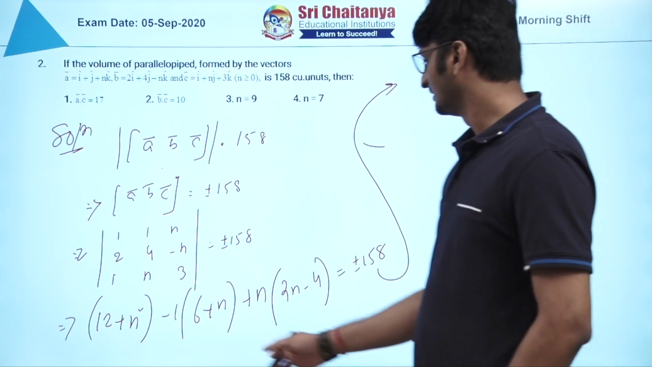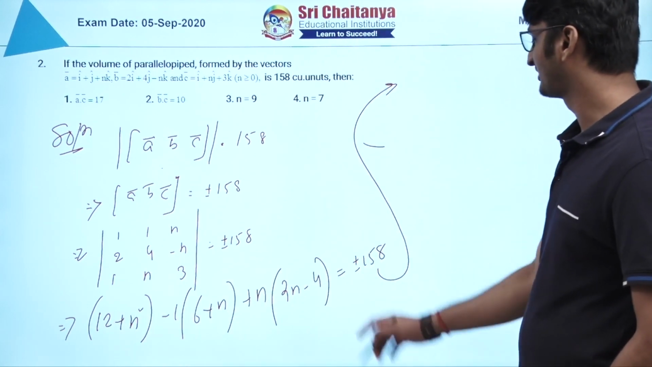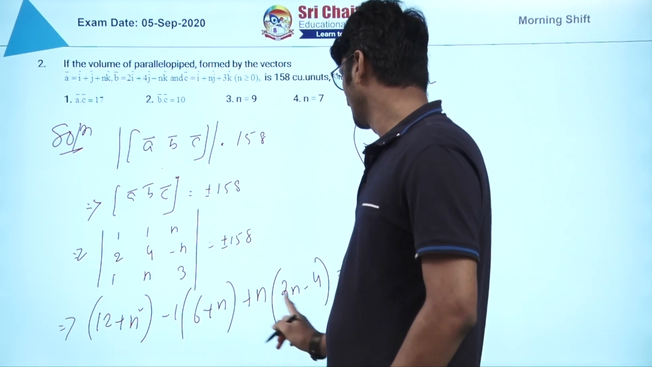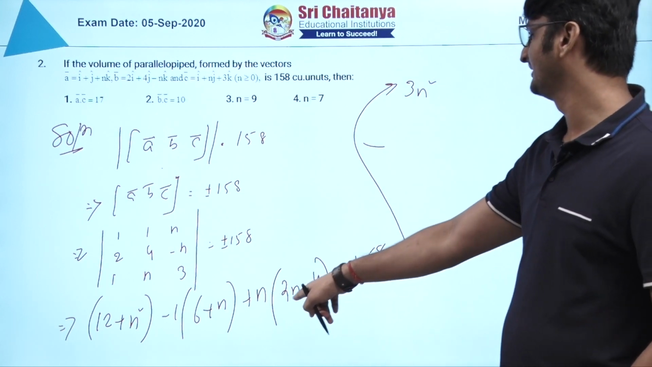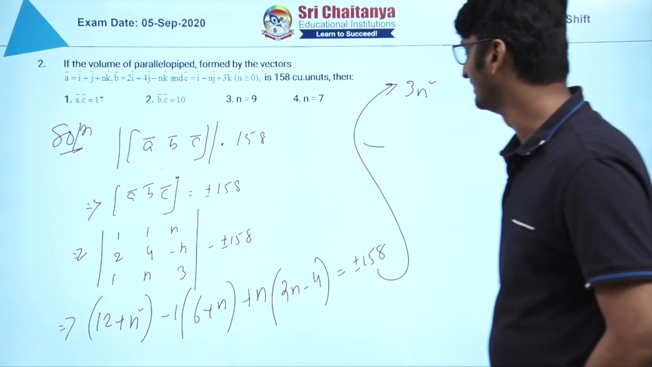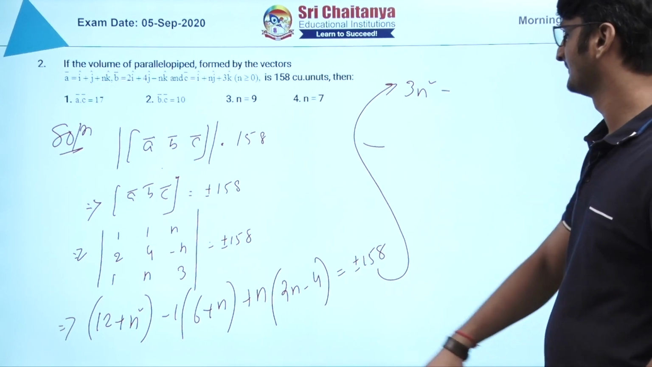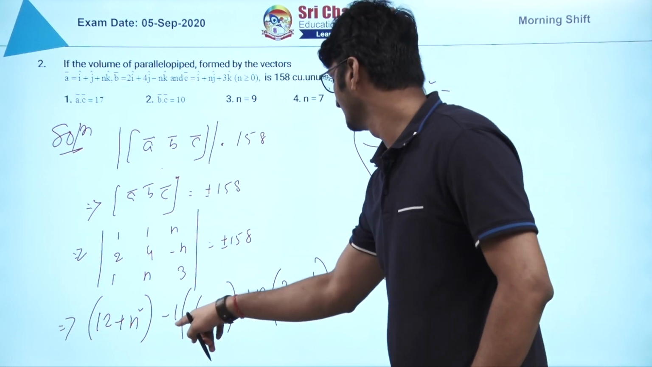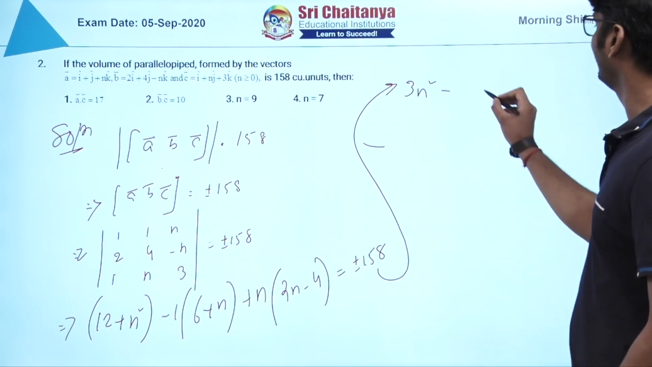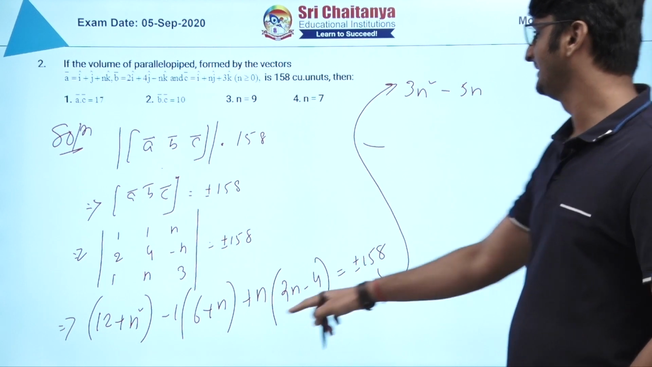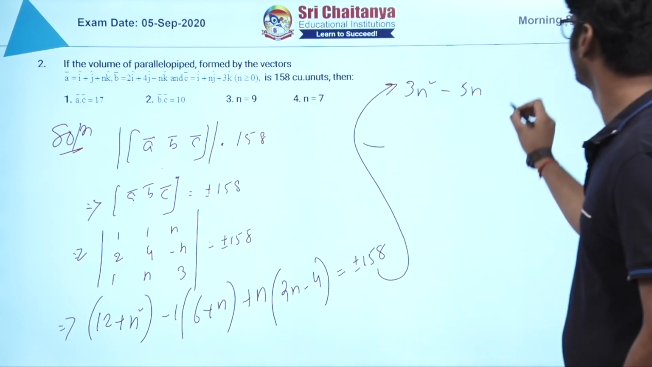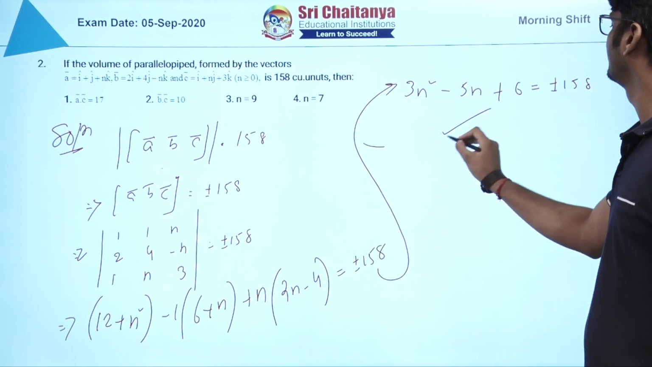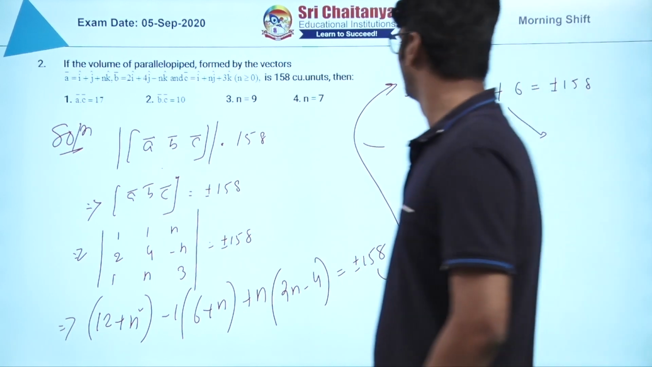Let us write it down here. How many n square we are having now? 3 n squares, minus n plus 4 n. You can see here it is nothing but plus 4 n and minus n, you are getting 3 n, plus minus n, 2 n square, and it is nothing, minus 5 n, and here it is 12 minus 6, so it is 6, equal to plus minus 158. You are getting two equations.